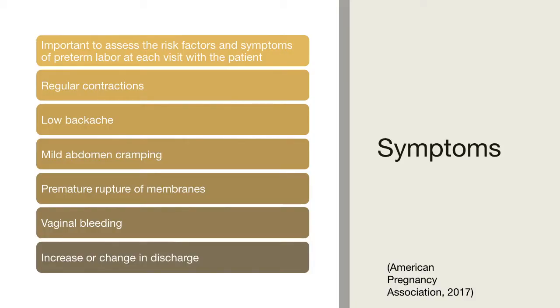Some of the symptoms of preterm labor include regular contractions, low backache, mild abdomen cramping, premature rupture of membranes, vaginal bleeding, or an increase or change in discharge. It is very important for the healthcare provider to assess risk factors and symptoms of preterm labor at each visit with each patient.